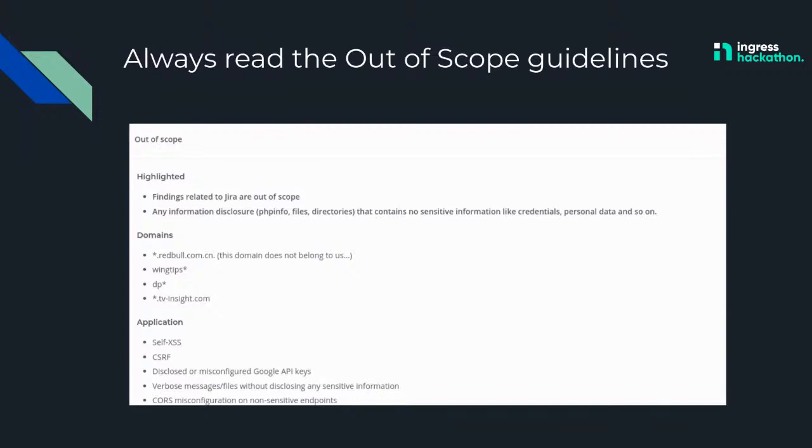Then the next point is to always read the out of scope guidelines. Because when I started my bug bounty journey, I had many issues with out of scope domains. I found many vulnerabilities in out of scope domains, and I didn't get rewarded. And that can also reflect on your reputation in bug bounty. So always read the out of scope guidelines. Some of the assets will not be in scope, or some of the vulnerabilities will not be in scope. So always check for out of scope domains.